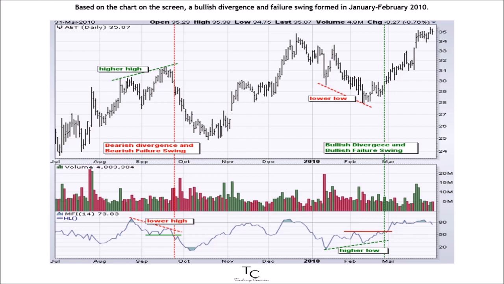Based on the chart on the screen, a bullish divergence and failure swing formed in January to February 2010. First, notice how the stock formed a lower low in February and MFI held well above its January low for a bullish divergence. Second, notice how MFI dipped below 20 in January, held above 20 in February and broke its prior high in late February. This signal combination foreshadowed a strong advance in March.